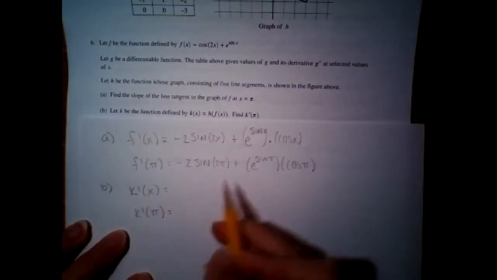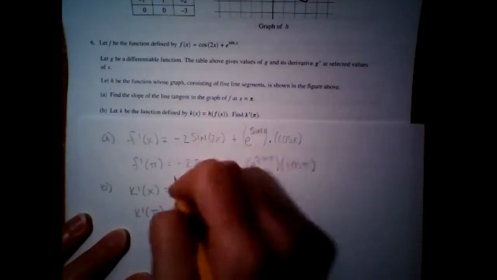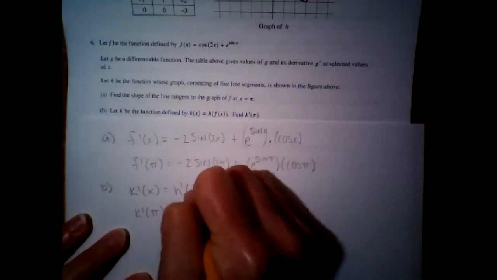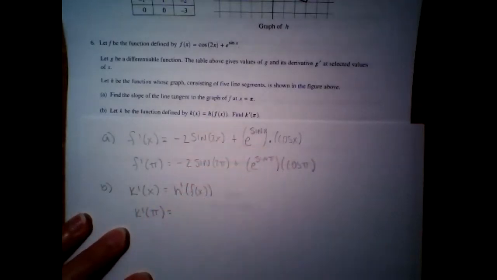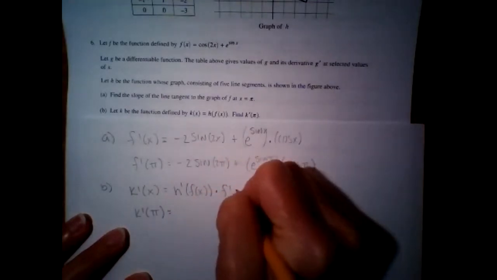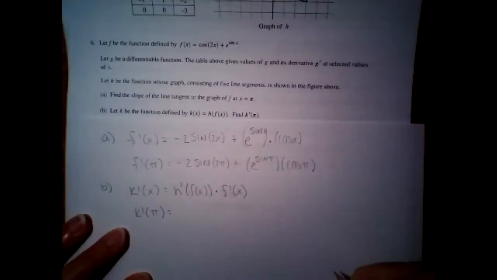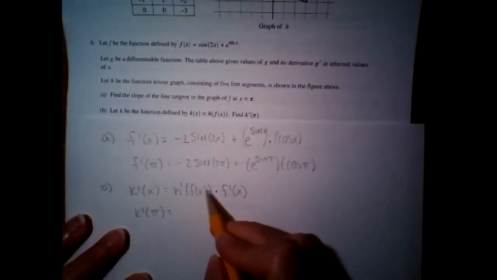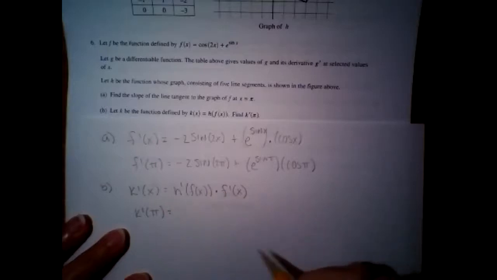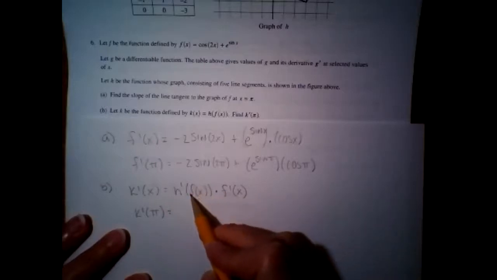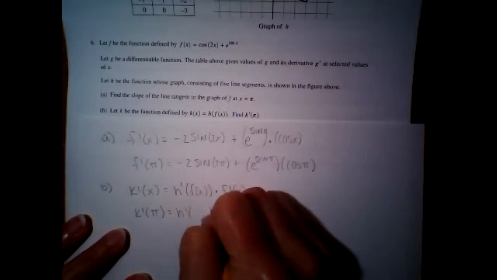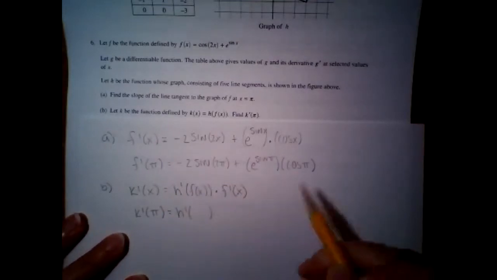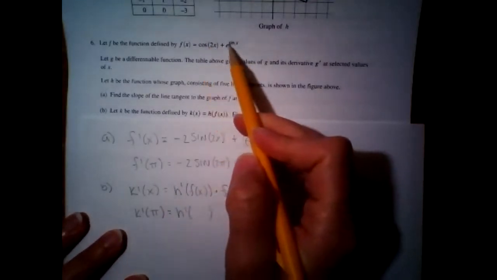All right, k prime of x. Derivative of the outside, so that's going to be h prime, leave the inside alone. So h prime of f of x. And then you chain on the derivative of the inside stuff, so f prime of x. So h prime, leave the inside alone, and then chain on f prime. And we're going to plug in pi. All right, so we want to find h prime of f of pi. So here's function f. We'd want to plug in pi.